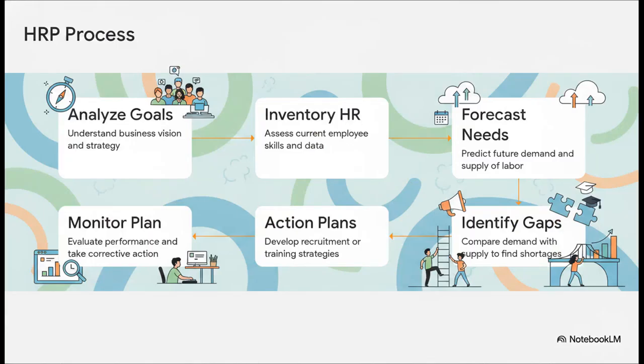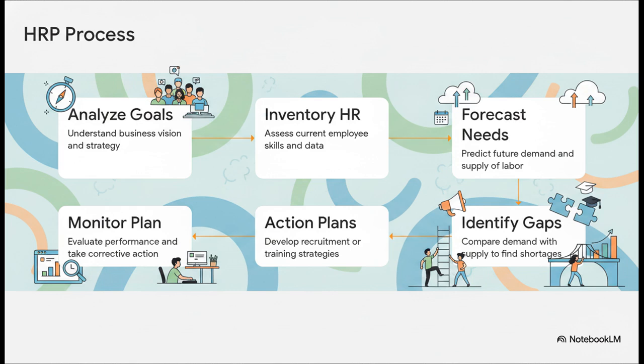Now, how does this actually work in the real world? It's a clear process. First up, HR analyzes the organizational objectives, basically asking, where is this business going? Second, they take an inventory of current HR. Who do we already have in the building? Third, forecast demand and supply, meaning who do we need versus who's actually out there in the job market.